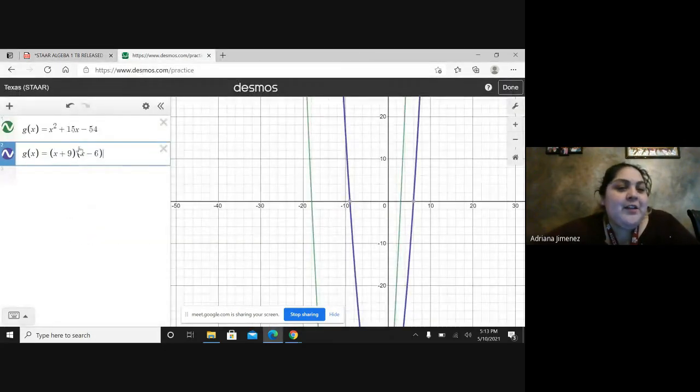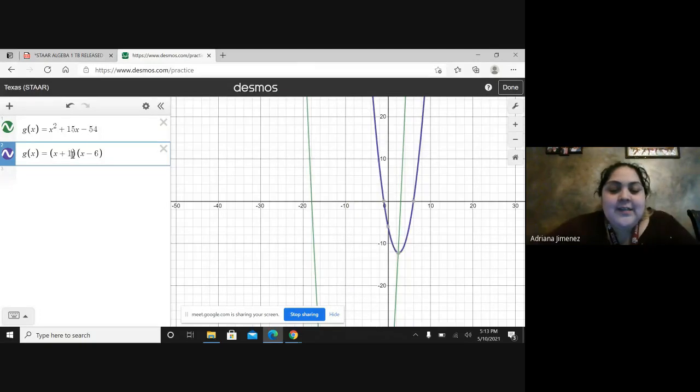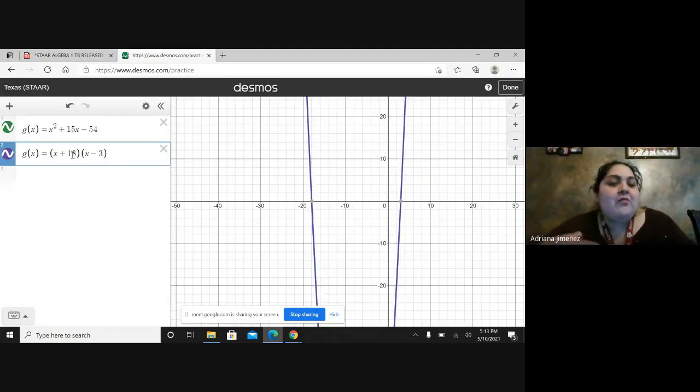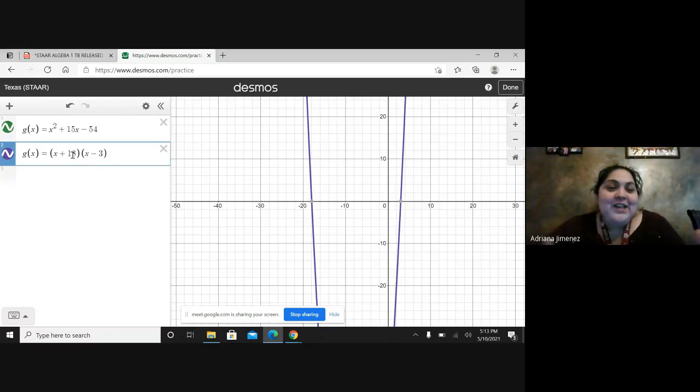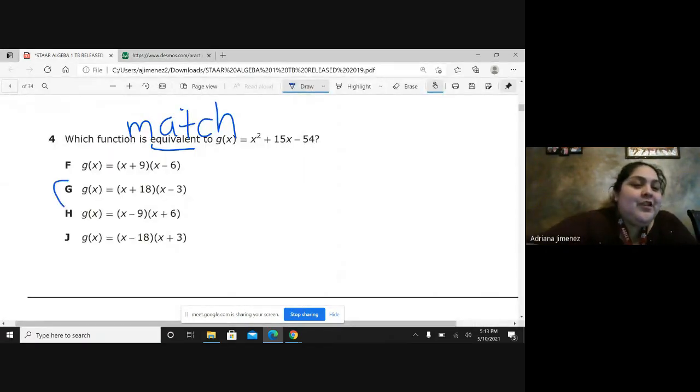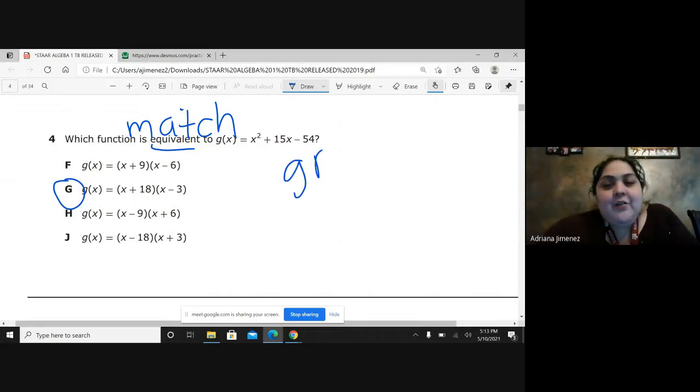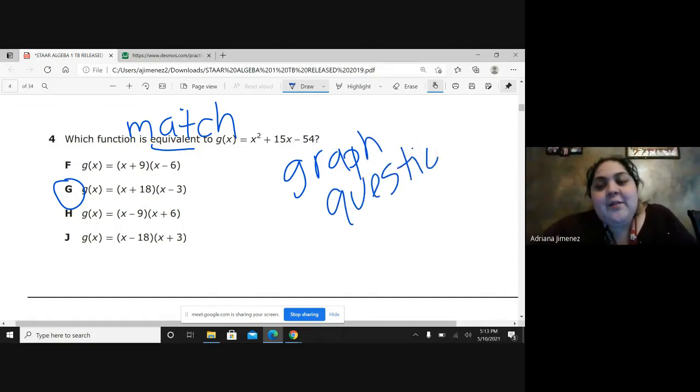Then we do the next problem. The next one says this is 18 and this is minus 3. All I'm doing is typing over it. I don't have to retype it. Now I don't see the green anymore. I see just the purple. That means they matched up perfectly, so they're equivalent. Matching up is the same thing as equivalent. So this one would be it. So graph the question and one answer choice at a time.